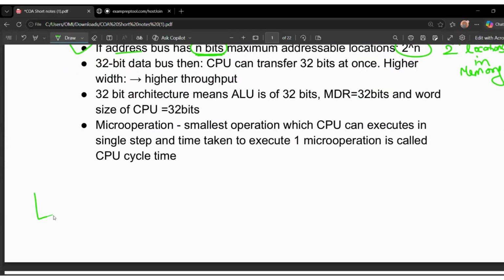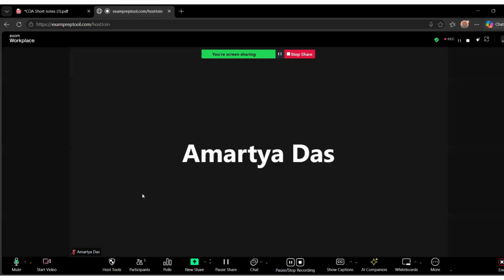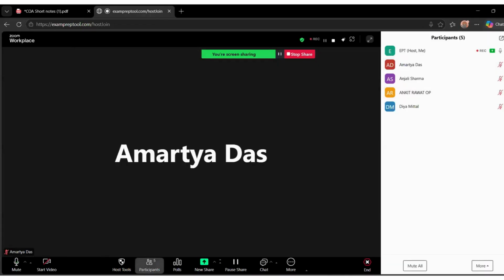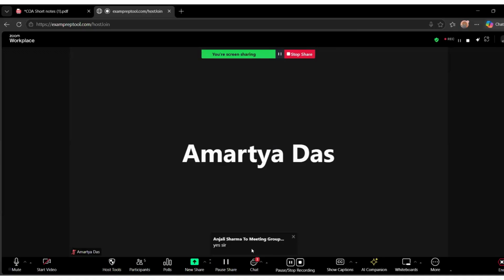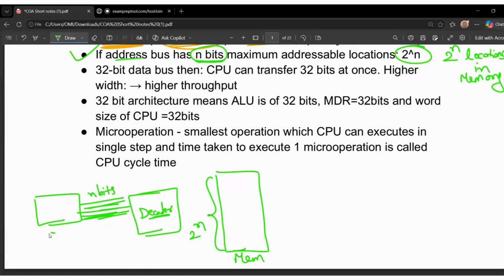Let's say this is the address bus. You all know that there is a decoder here, and with the help of the decoder, you can represent all of them. If this is the address bus with n bits, you can represent 2 power n locations. Do you remember? Are you recalling this thing? So if this is the CPU.